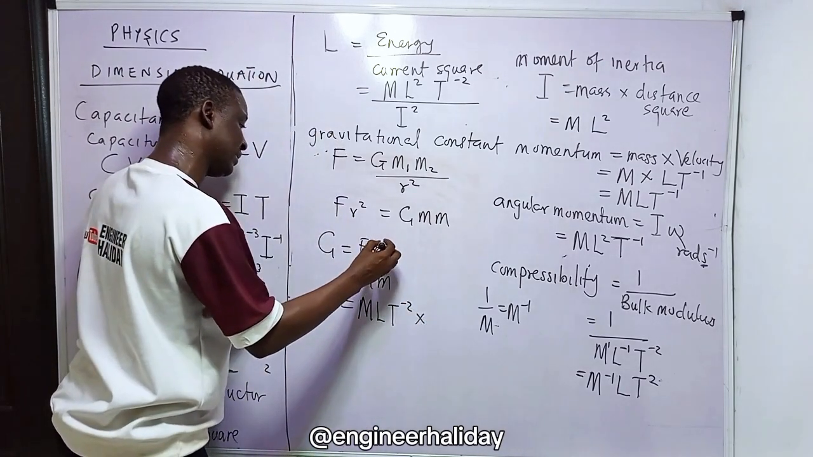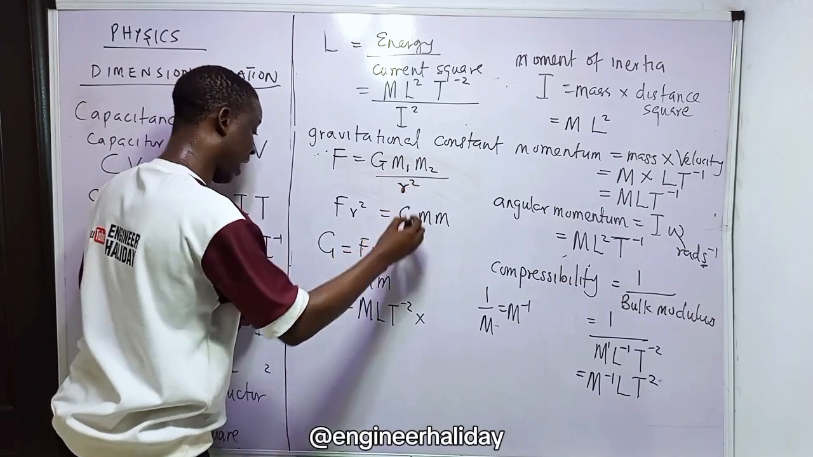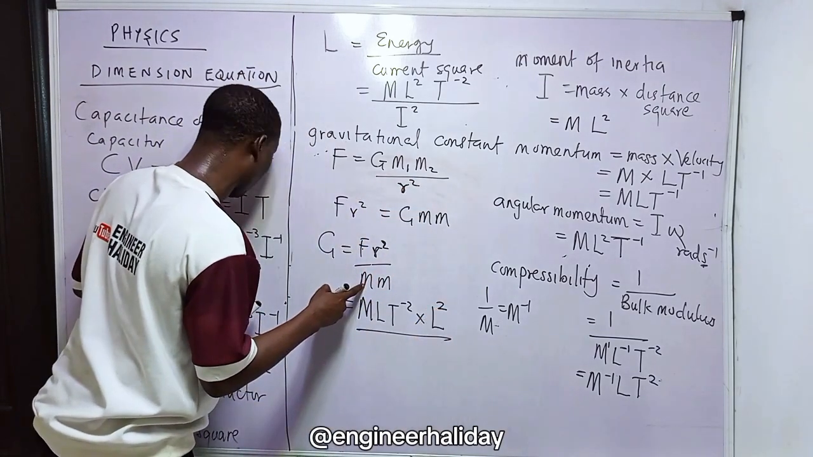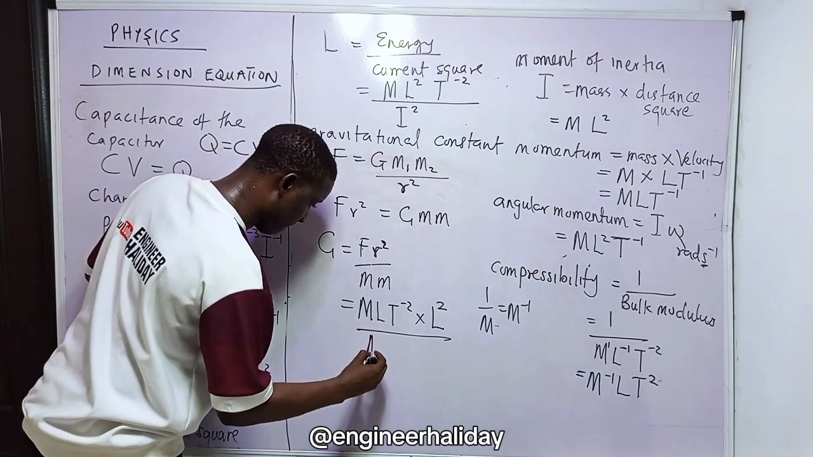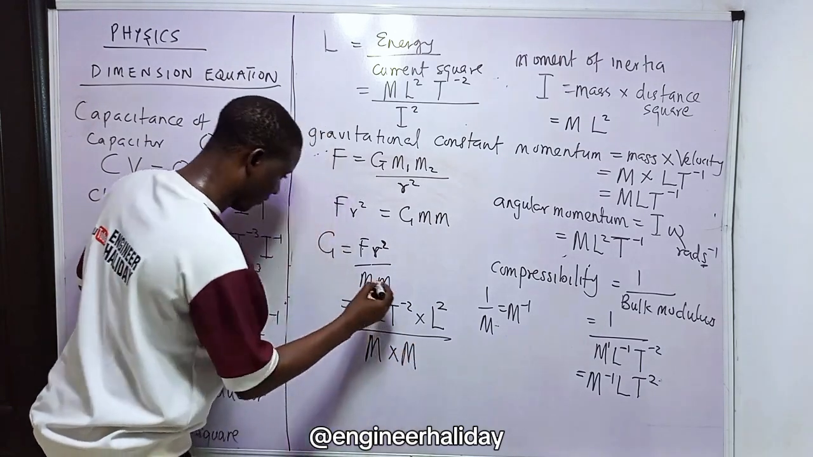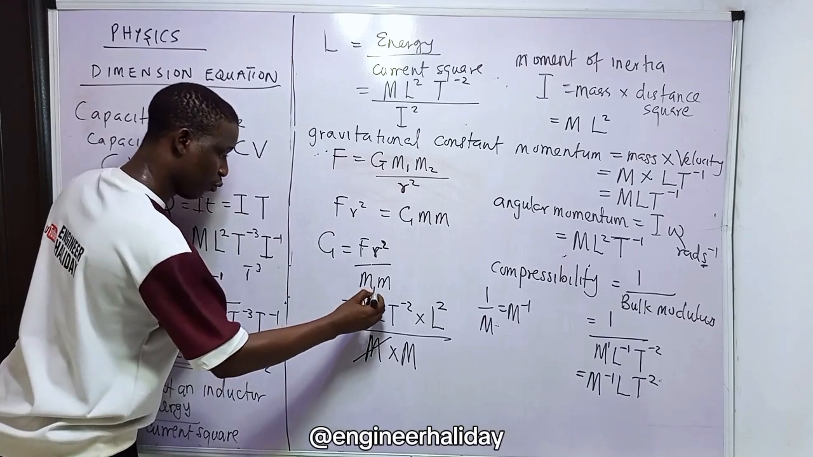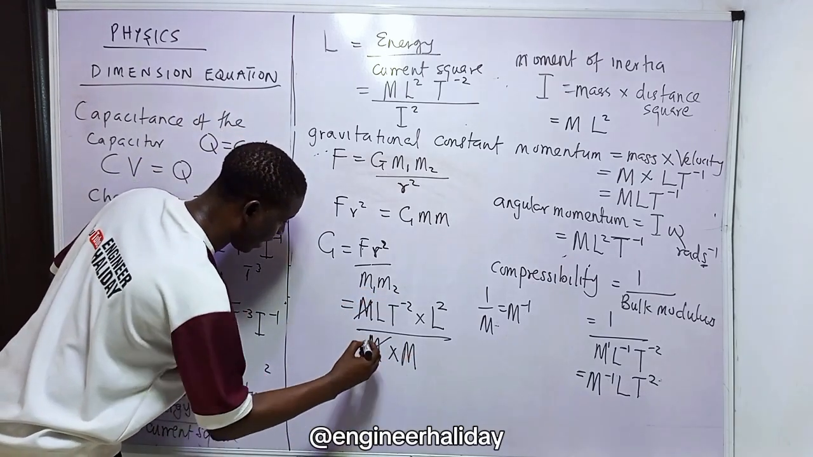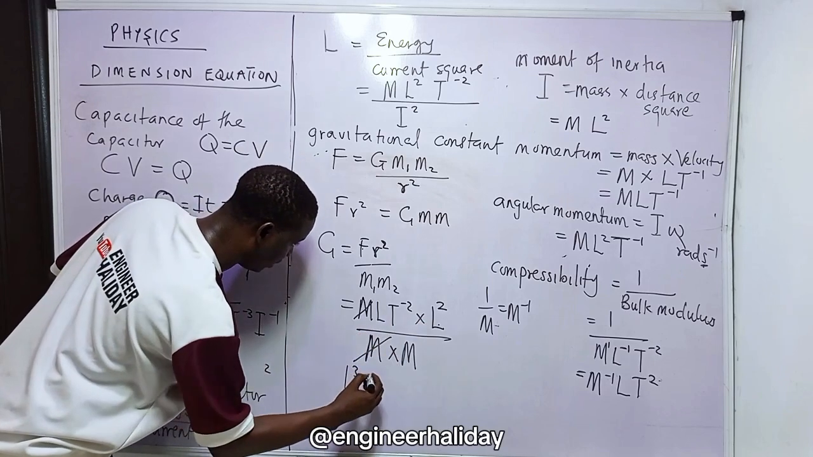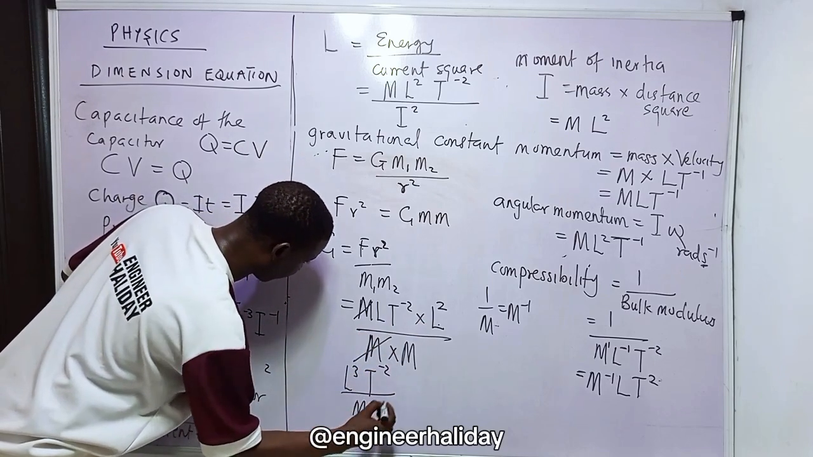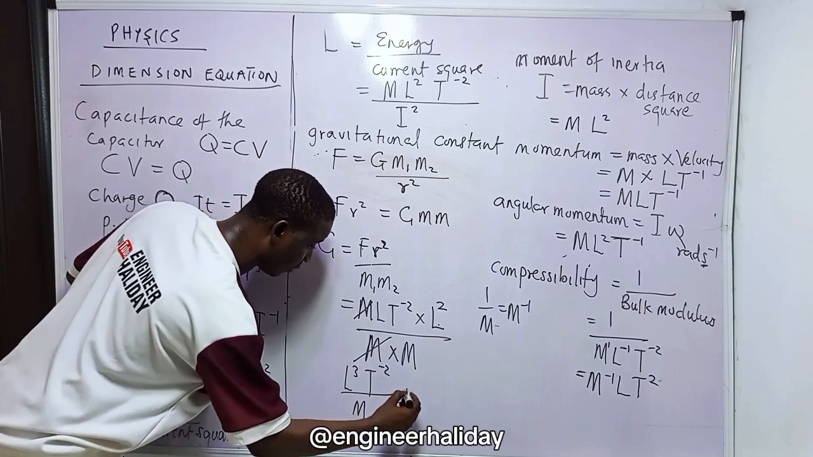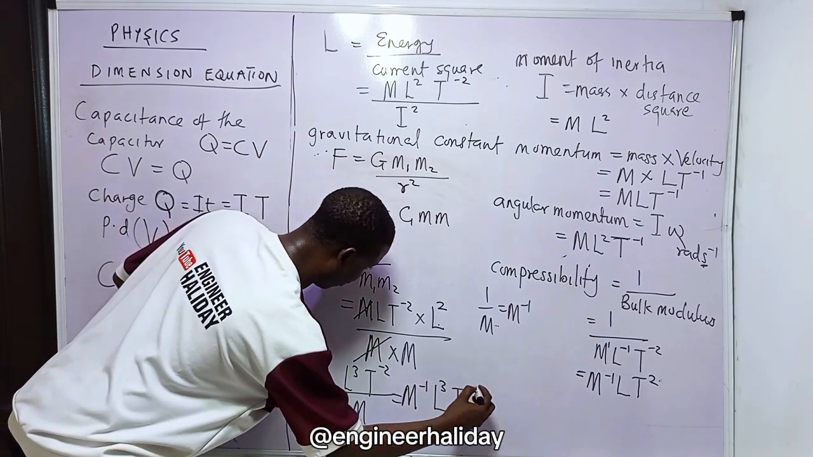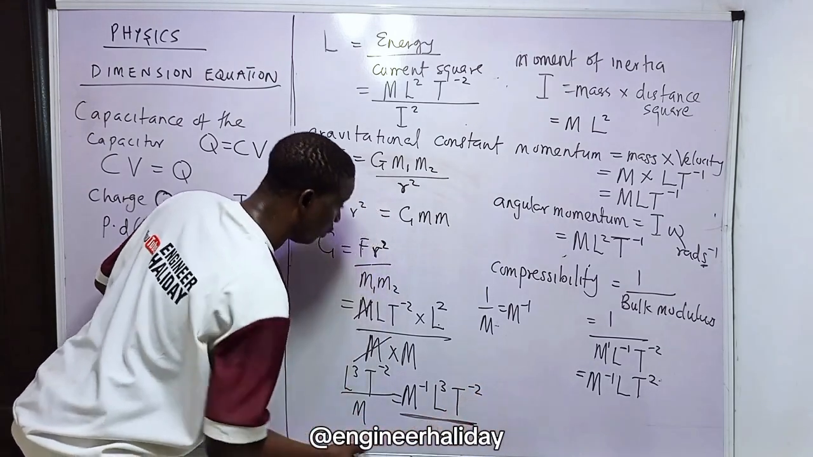What is radius square? This is radius square, the distance between the two masses. R square is L square. Divided by what is mass? This is mass, not meter, which is M times M. The two of them are masses, M1 and M2. So what do we have now? We'll cancel this one. Remaining, this times this is L cube T raised to power minus 2 over M. How can we write it again? You can take this one up. It becomes M raised to power minus 1 L cube and T raised to power minus 2. So that will be your answer.